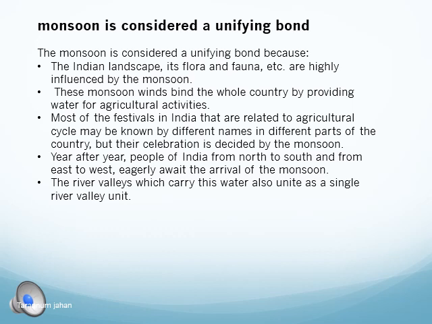The whole country eagerly awaits the arrival of the monsoon. We eagerly wait for this monsoon because many businesses, many festivals, many agricultural things are dependent on monsoon. It provides water to the rivers and ponds, which unites the nation. See, now the rivers, like we have seen, have tributaries and distributaries. If these rains fall in the Himalayan region, they will definitely have distributaries.